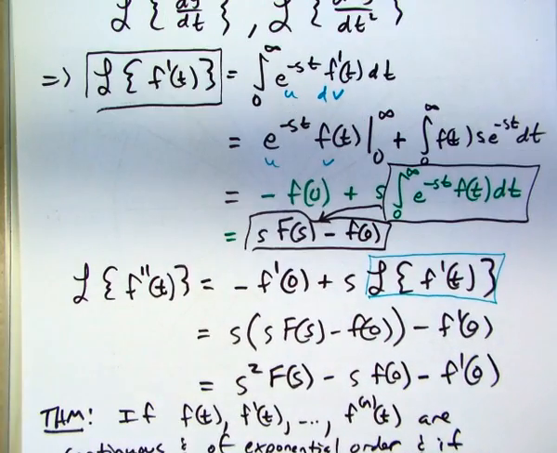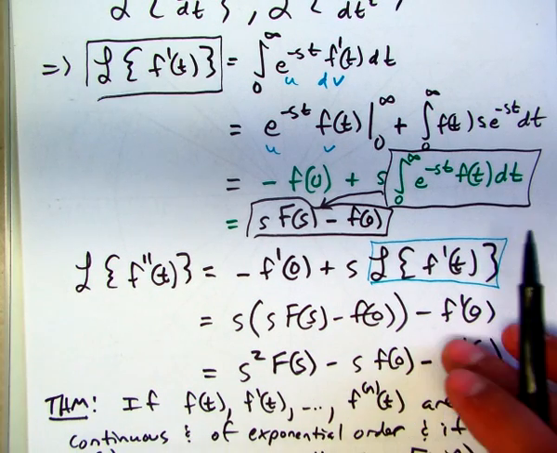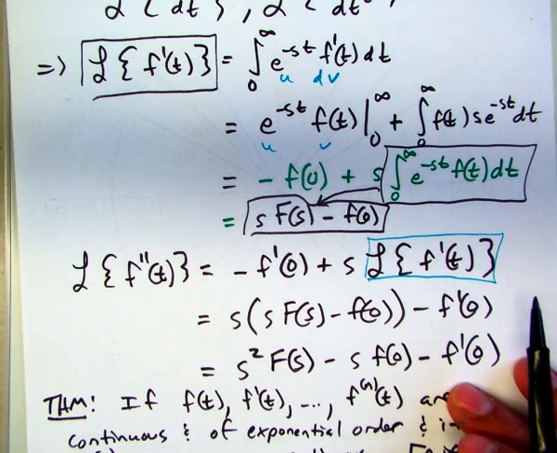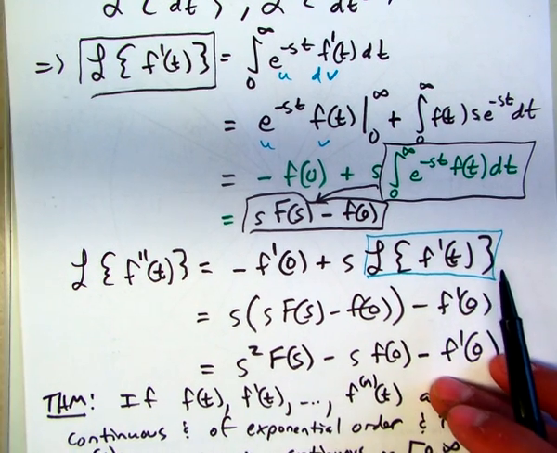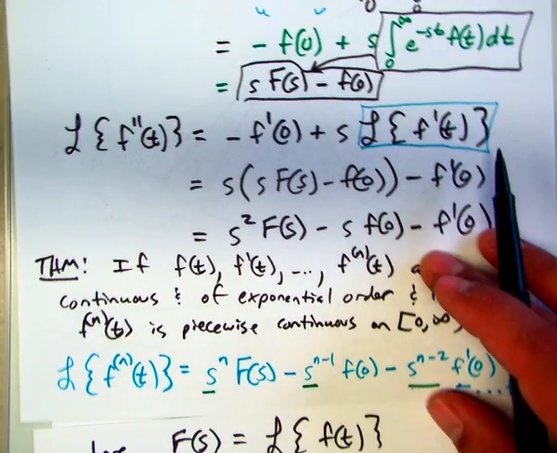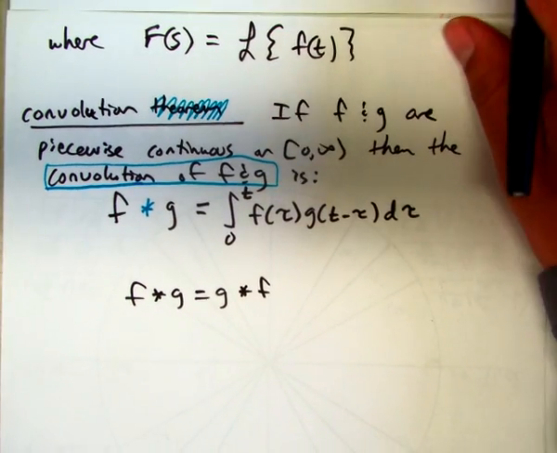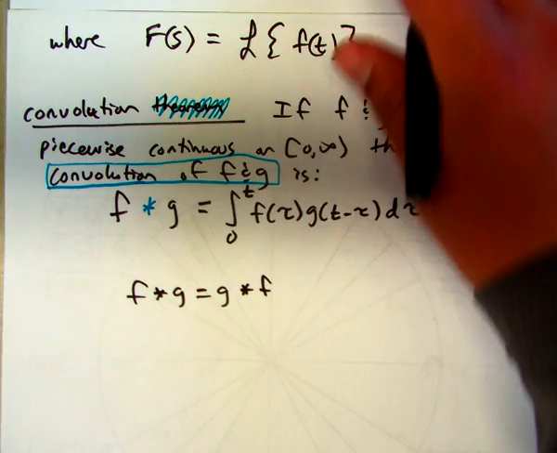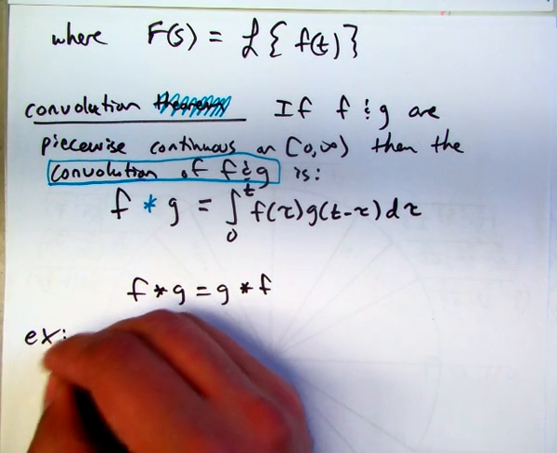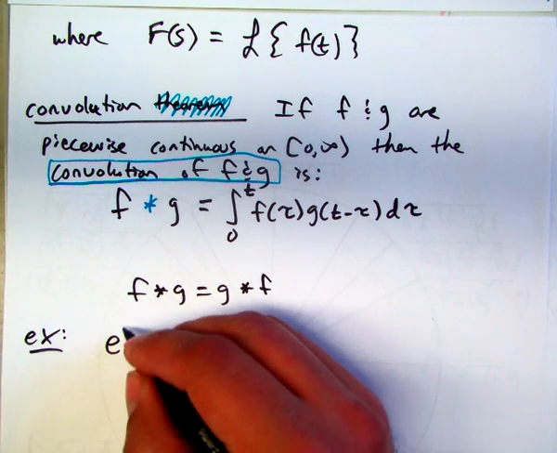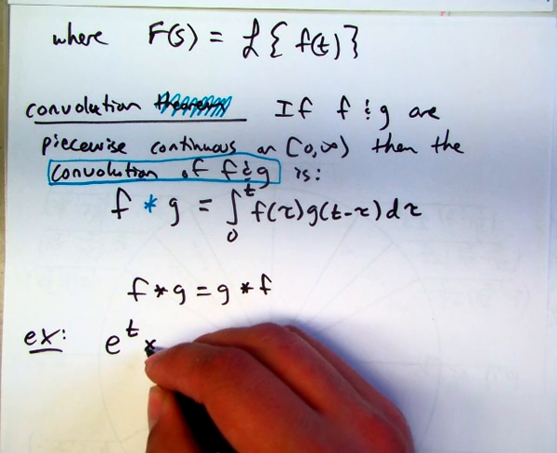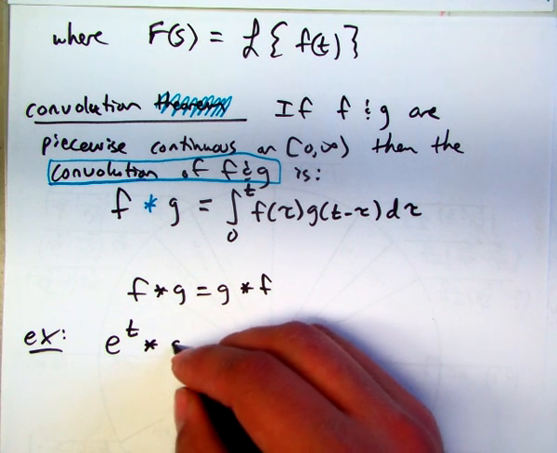This part, to apply it, isn't very hard. I think you guys will get the idea when you see the homework problem. You just plug in the condition f of 0, and it's pretty easy to work with. This can be a little bit tricky. So let's say we want to have e to the t, and we're doing the convolution of that with sine of t.